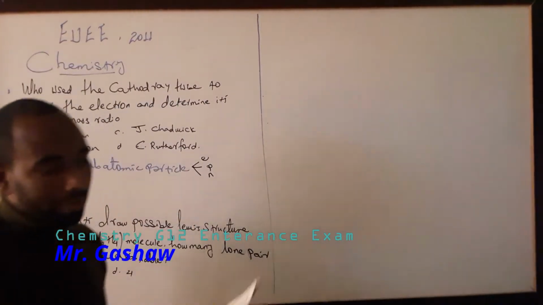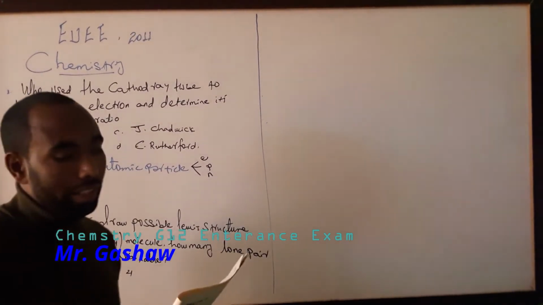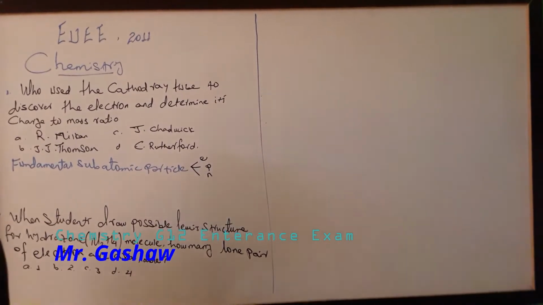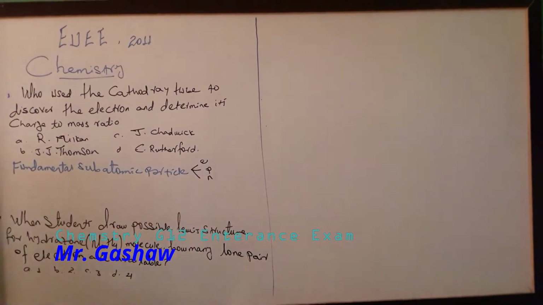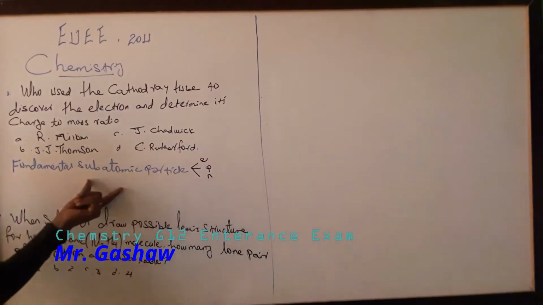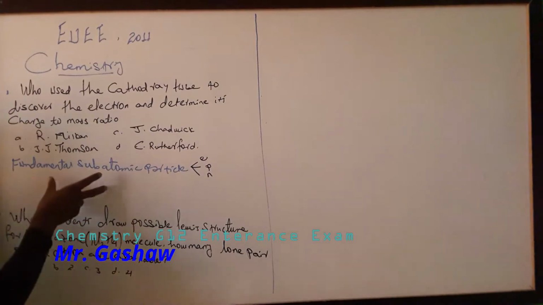Let us start the first question. Who used the cathode ray tube to discover the electrons and determine its charge to mass ratio? From this one, it is better to start with fundamental subatomic particles.